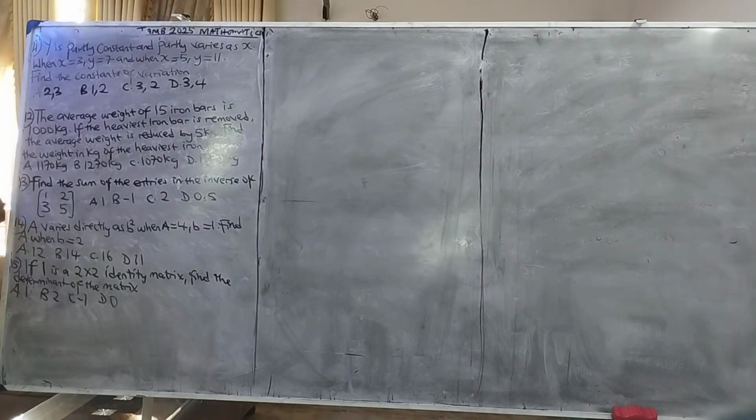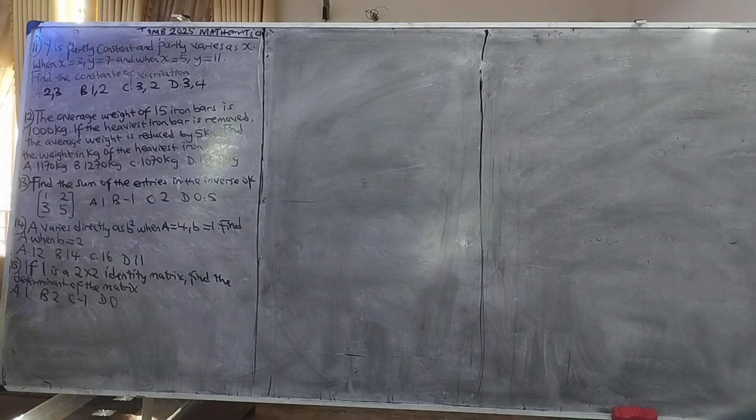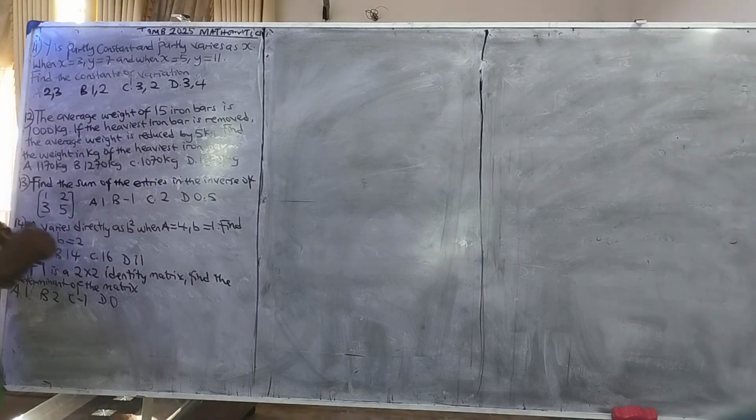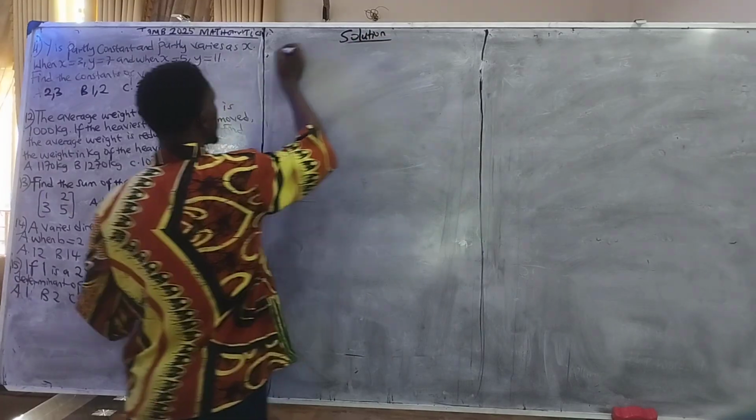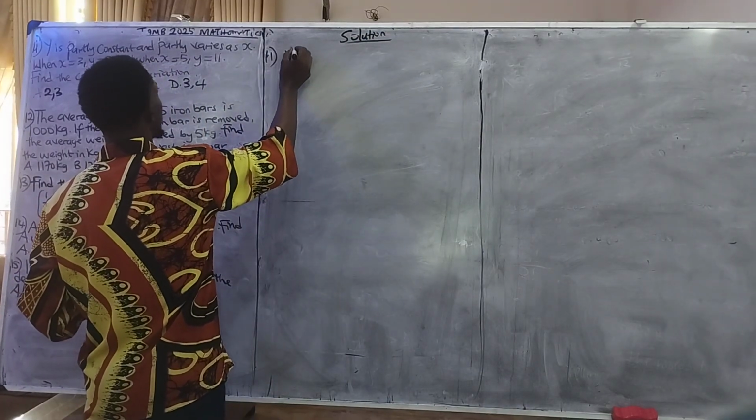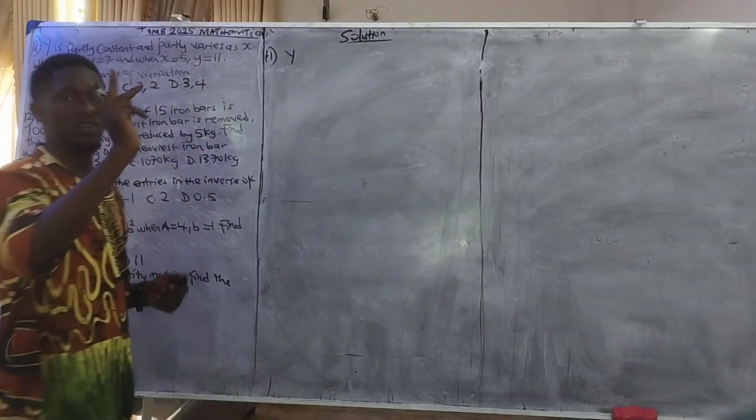We have number 11 here in JAMB 2025 maths. This is variation, so this is partial variation. Y is partly constant. So let us go to this here. Solution number 11. Y is partly constant, so we have two constants there.